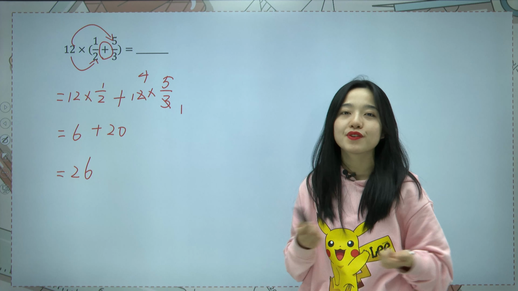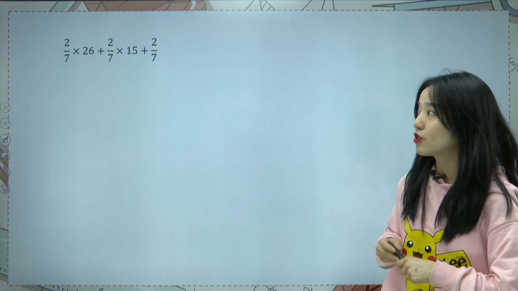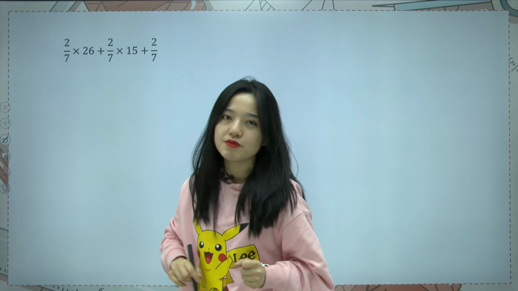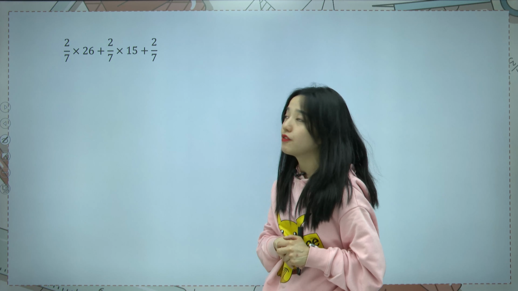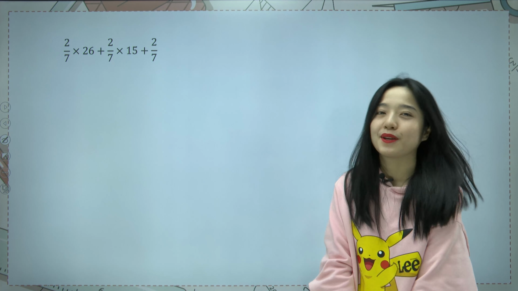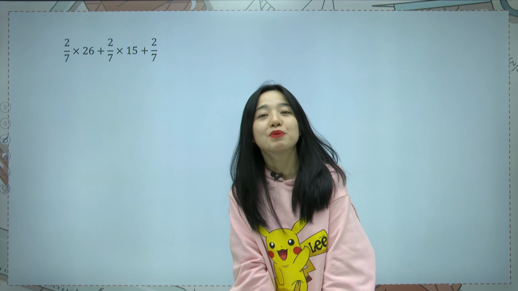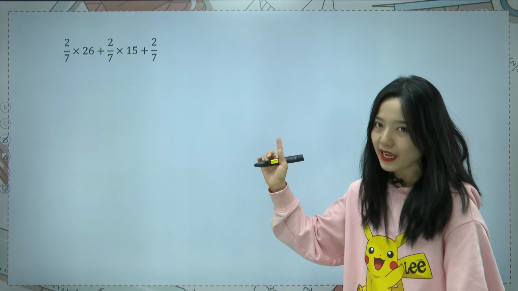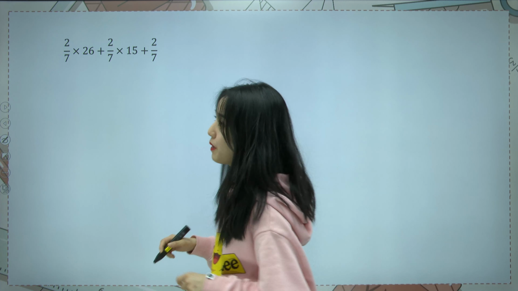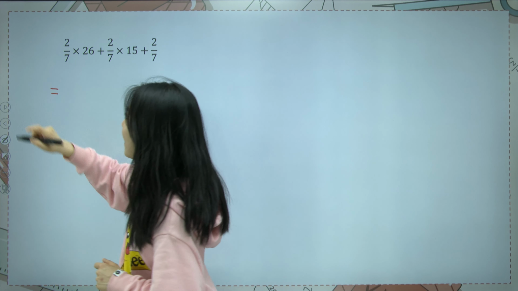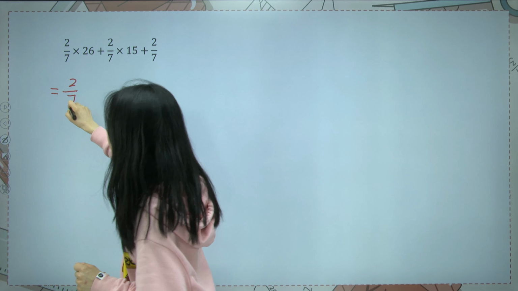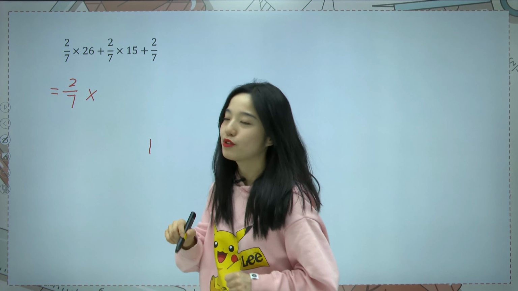Also, we have an inverse way of the distributive law. It's called extraction. Let's see this question. 2/7 times 26 plus 2/7 times 15 plus 2/7. This time, we don't have a bracket, but we want to put something into brackets so that we can make the calculation easier. How can we do that? Here, we can extract the common factor. It's 2/7, and then we can put a bracket here.